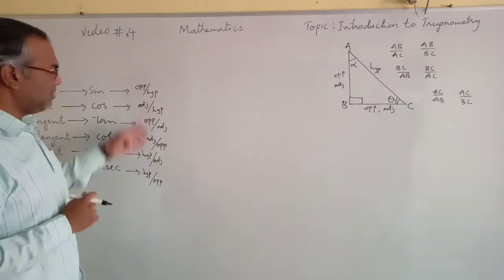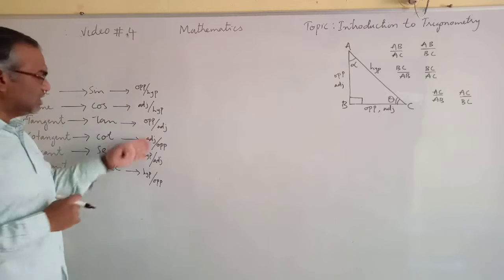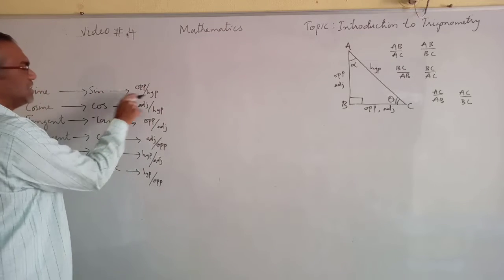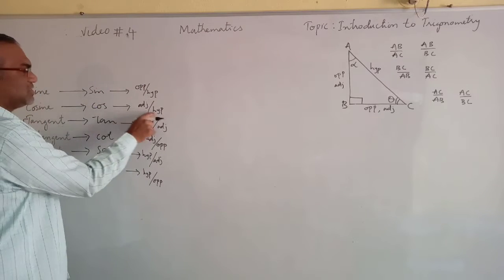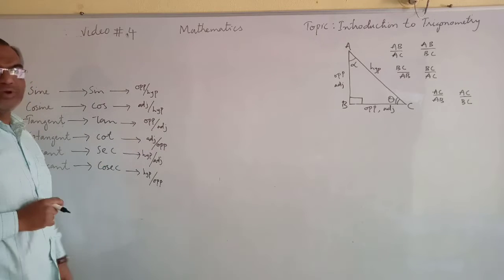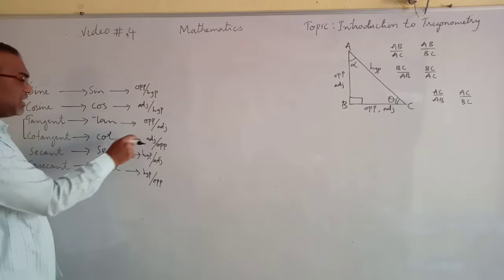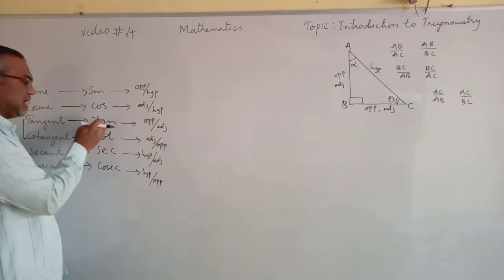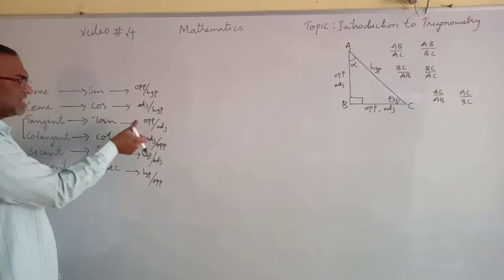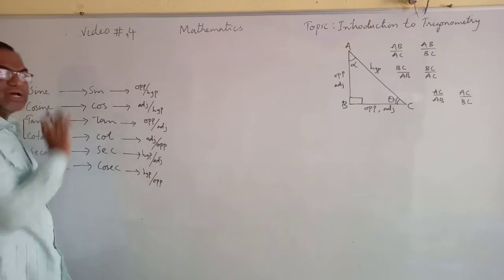Okay, now this is about definitions. You have to learn these definitions. Just learn these three: sine is opposite divided by hypotenuse, cos is adjacent divided by hypotenuse, tan is opposite divided by adjacent. And the remaining three are reciprocals. Tan and cot are reciprocals, cos and sec are reciprocals, sine and cosec are reciprocals.